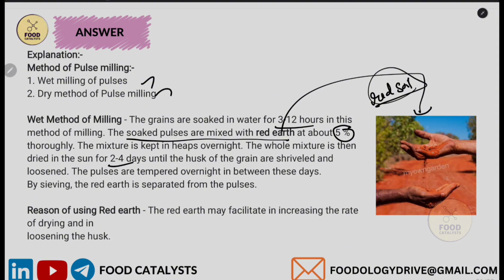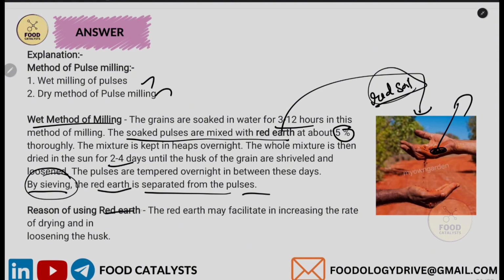After it's sun dried, see, this soil has a specific property. It will easily lose moisture. If you are from a red soil area like I am, from the south of Tamil Nadu, I can see many red soils here. Even after rain, the soil will easily lose its moisture. It will quickly drain out all the water, right? So that's why this is used as a process to quickly drain out the moisture from the pulses. Once it has been properly dried, by the process of sieving, this red earth is separated from the pulses. That's it. Okay, so this process is used for wet method milling.